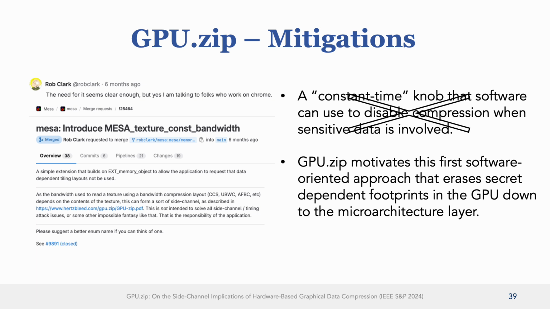A nice outcome of this paper is that it motivates the first software-oriented approach that tries to erase secret-dependent footprints in the GPU down to the microarchitecture layer. There is an ongoing Mesa patch that allows Mesa to create GPU textures with hardware compression disabled. However, this patch is only a workaround solution because there are cases where the hardware compression cannot be easily disabled, and the patch can impact software performance significantly.